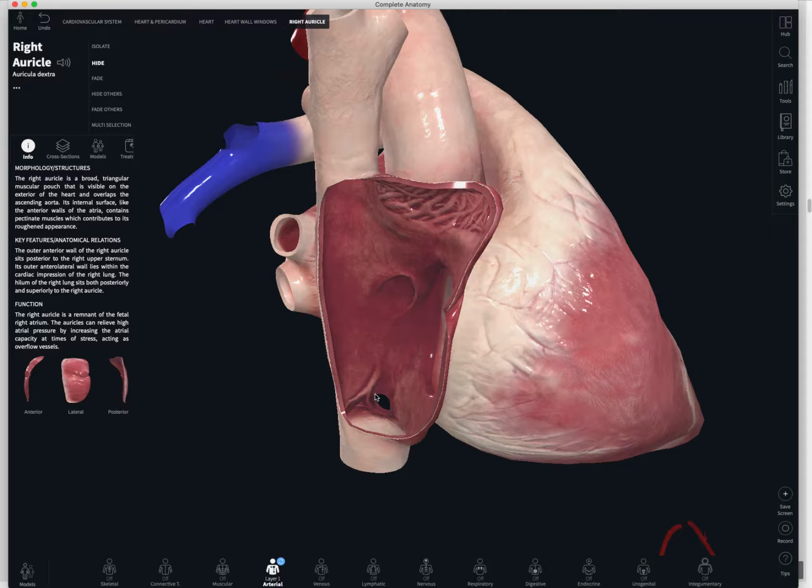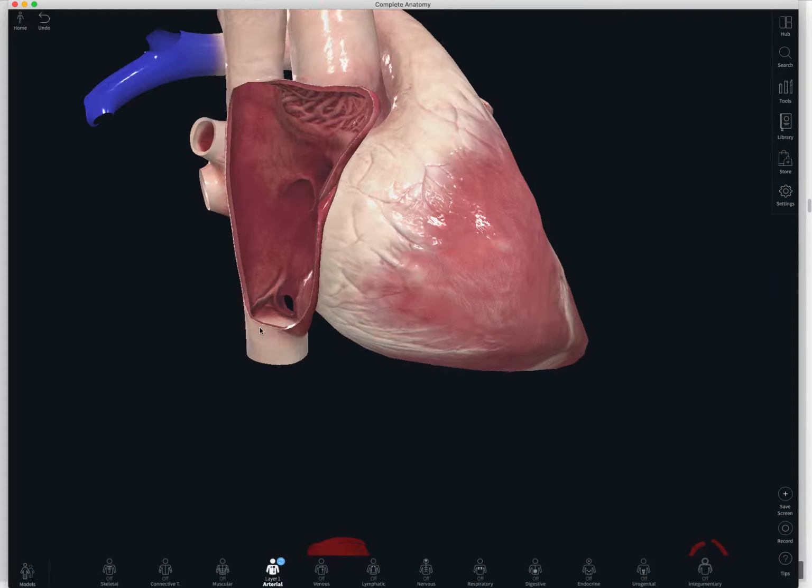IVC, and then the third source, as you can see in the hole here, is the coronary circulation. So this is the coronary sinus. The coronary sinus carries deoxygenated blood returning from the heart itself. And this is something we're going to talk about at the end of today's lecture. So those are the three sources: the SVC, the IVC, and the coronary sinus.